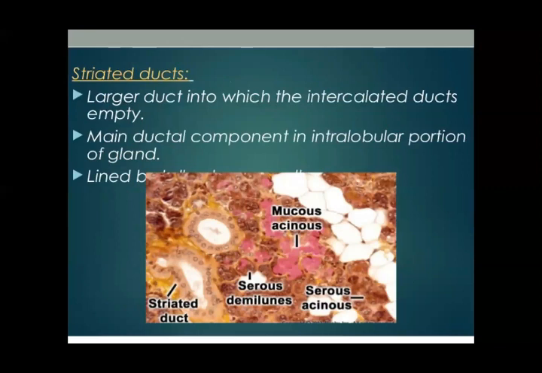Striated ducts are larger ducts into which the intercalated ducts empty. Main ductal components in the intertubular portion of the striated duct, the serous and mucous acini.